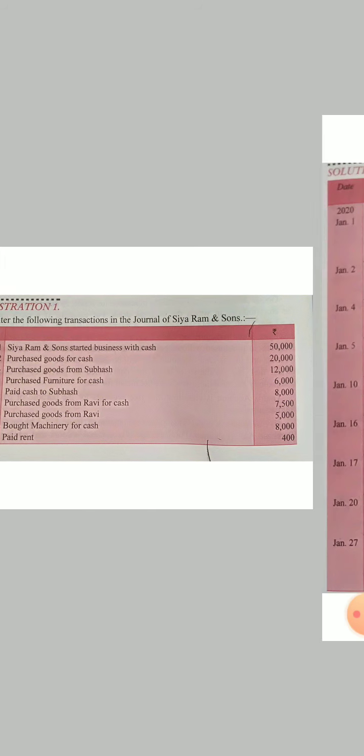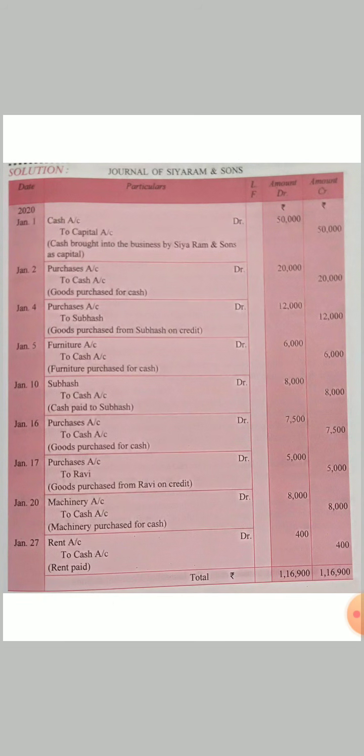How will we record it? It will look something like this. For the first entry, business started with cash. So cash is coming into business, so cash account debit, and it is given by the owner, so capital will be credit. We will write it as cash account debit 50,000 rupees to capital account 50,000 rupees. And the detail will be given in narration: cash brought into business by C.R. Raman as capital. This narration gives the detail about what transaction is happening.